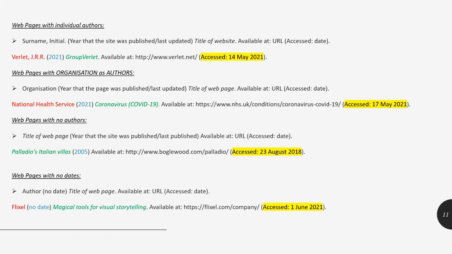Sometimes you do have web pages with no dates. Let's say, for example, either they don't have any authors or they don't have a date. So what happens is you just have to put the author or the title of the web page or the organization, followed by no date. Then you have the title of the web page, followed by the URL and the access date.